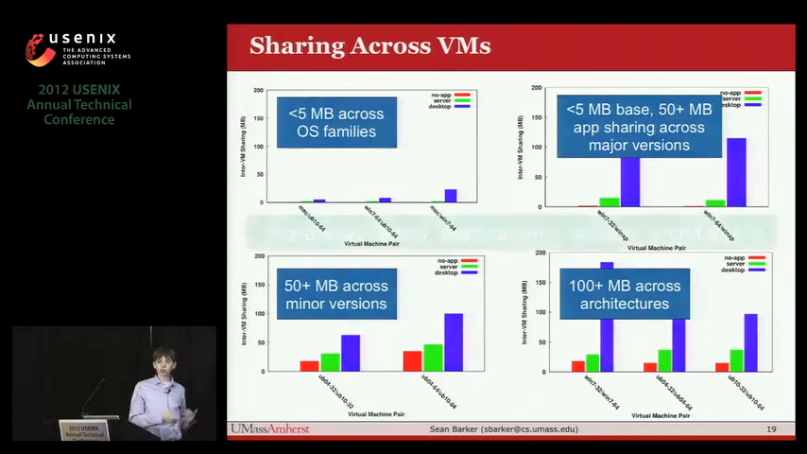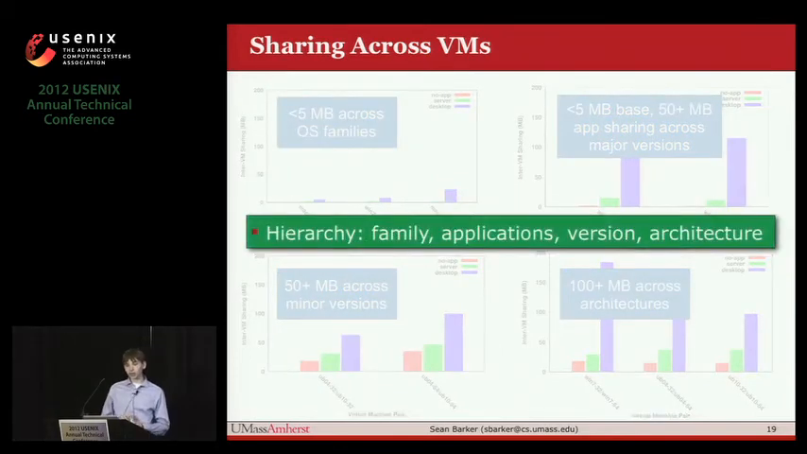So these are a lot of graphs, but what is the high-level picture we're getting from this? This suggests a sharing hierarchy, where starting from a heterogeneous system with very little sharing, you gradually recover sharing as you move along this hierarchy, fixing the family and then the applications and so on. Furthermore, fixing the OS family and then secondarily the applications is the most important factor in achieving sharing between VMs. Other factors such as the version and the architecture are of somewhat lesser significance.